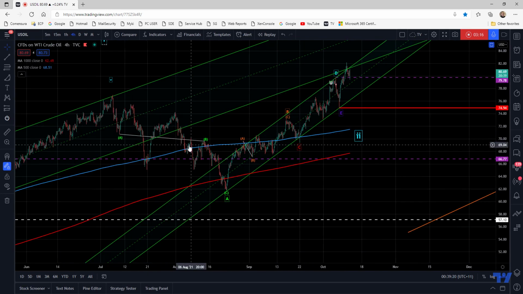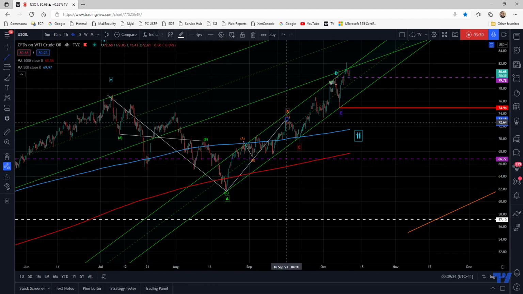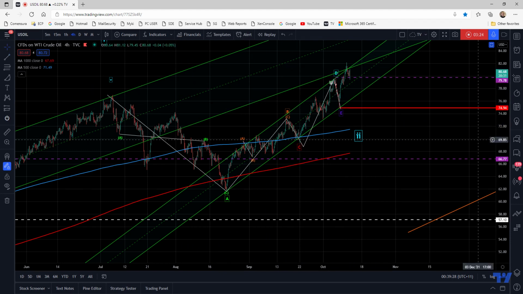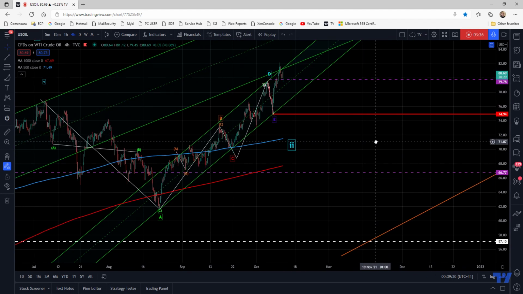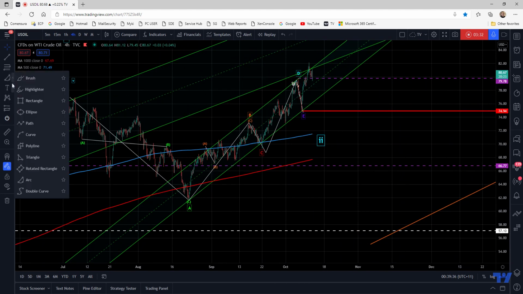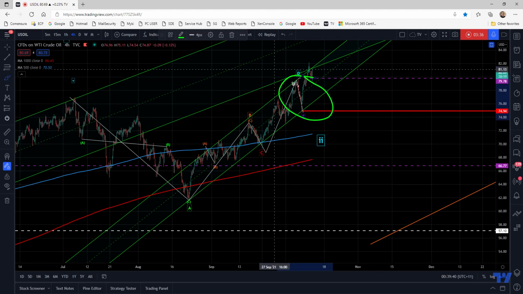So we have a wave A, which is about here. We had a B, a C, a D, and an E. Okay. Now, this is where in my previous market update, I said this is the sweet spot. Okay. This right here, right? I'll mark it out just so you understand. This here is a sweet spot.